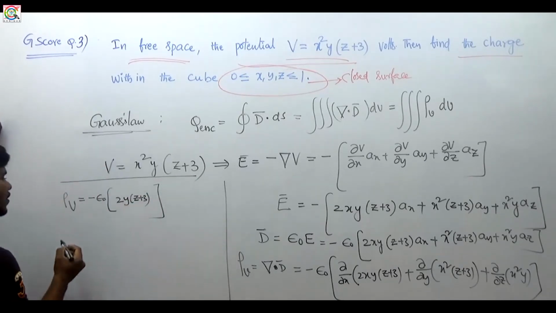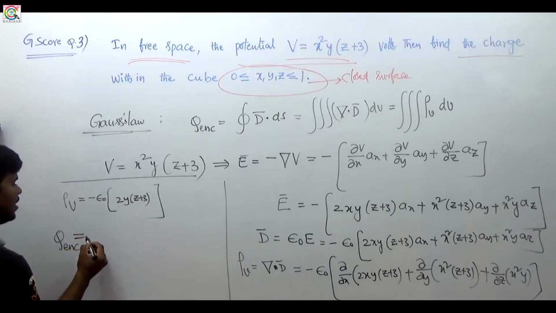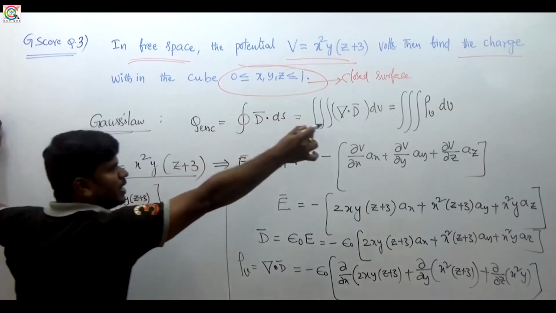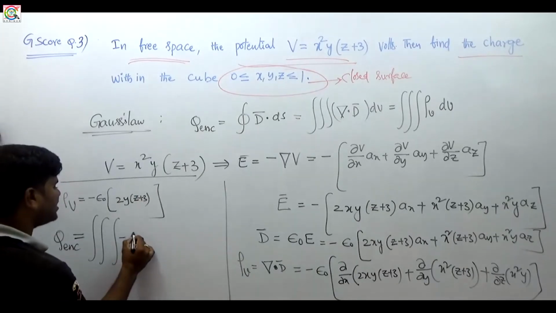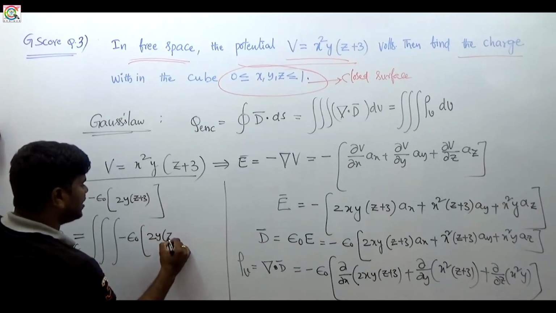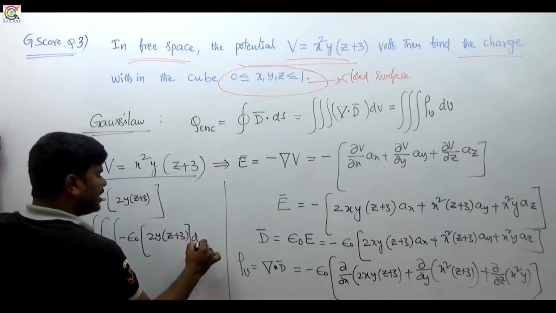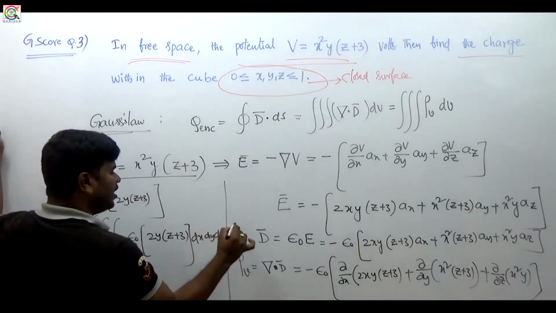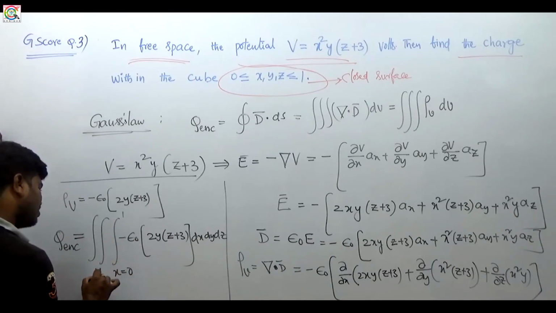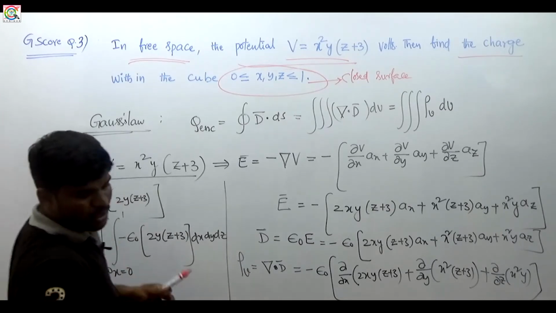Now what will be the Q enclosed? You want to write the Q enclosed, and this will be equal to the integral of rho v dv. So rho v is minus epsilon naught into 2y(z plus 3) into dv. dv means dx dy dz in the Cartesian system. Here x is from 0 to 1, y is from 0 to 1, and z is from 0 to 1. Okay.